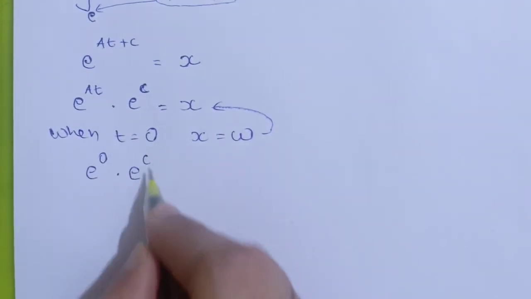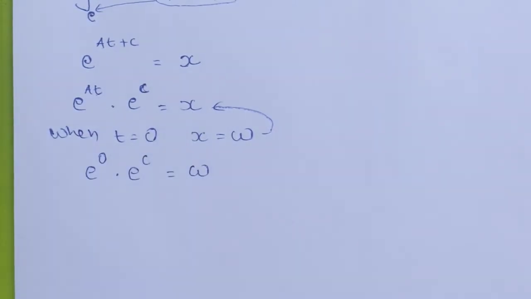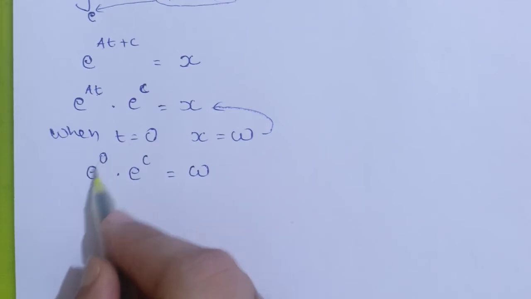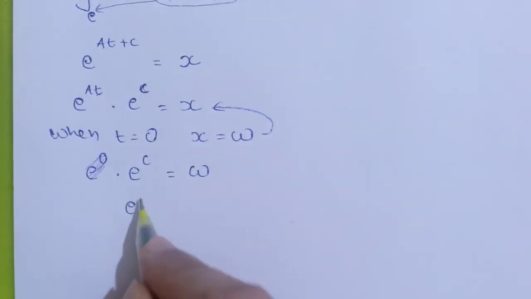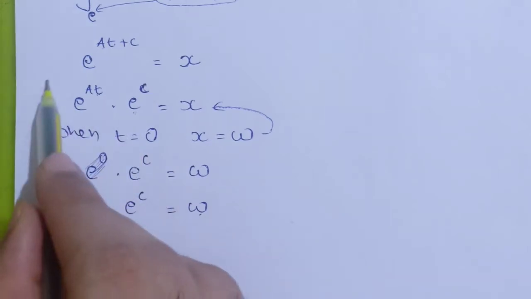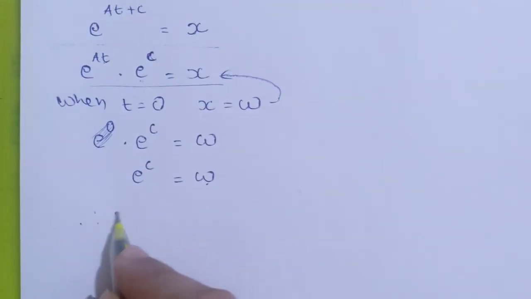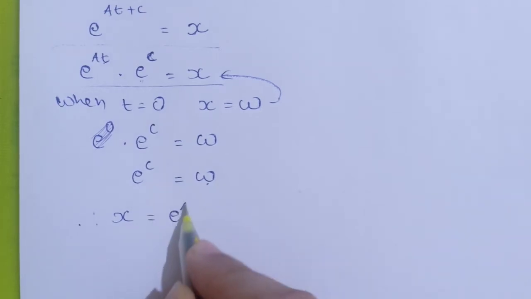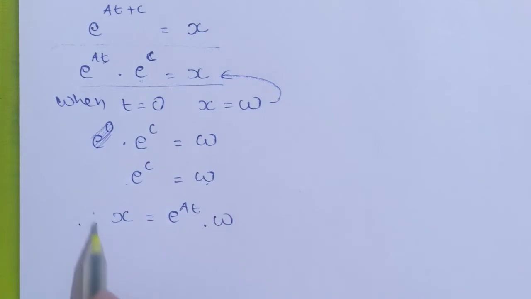This will remain e raised to c, and this will be ω now, because whenever t is 0, my x is ω. I know this is 1, so I can remove this directly. So I have e raised to c is nothing else but ω. So I can just replace this value of ω in this equation, and I have my final equation of x with me. Therefore x is nothing else but e raised to At with the value of e raised to c, that is ω. So that is my final value of x which I have with me.